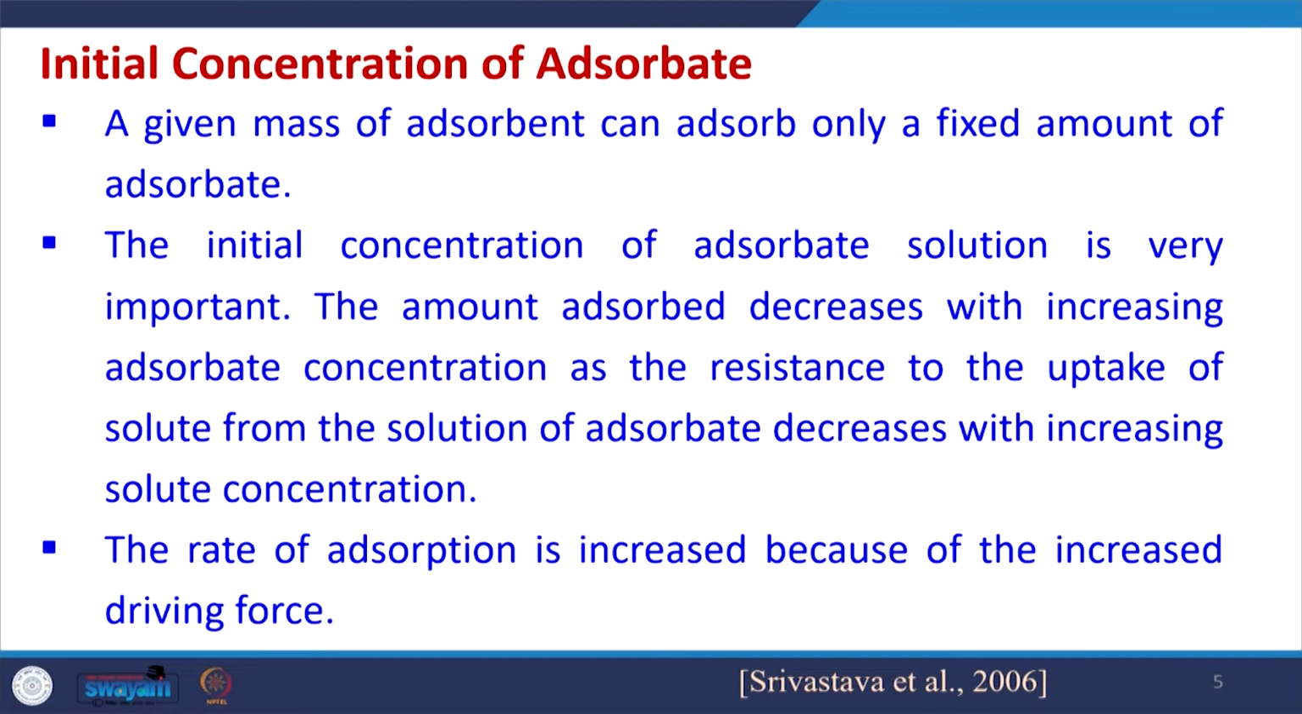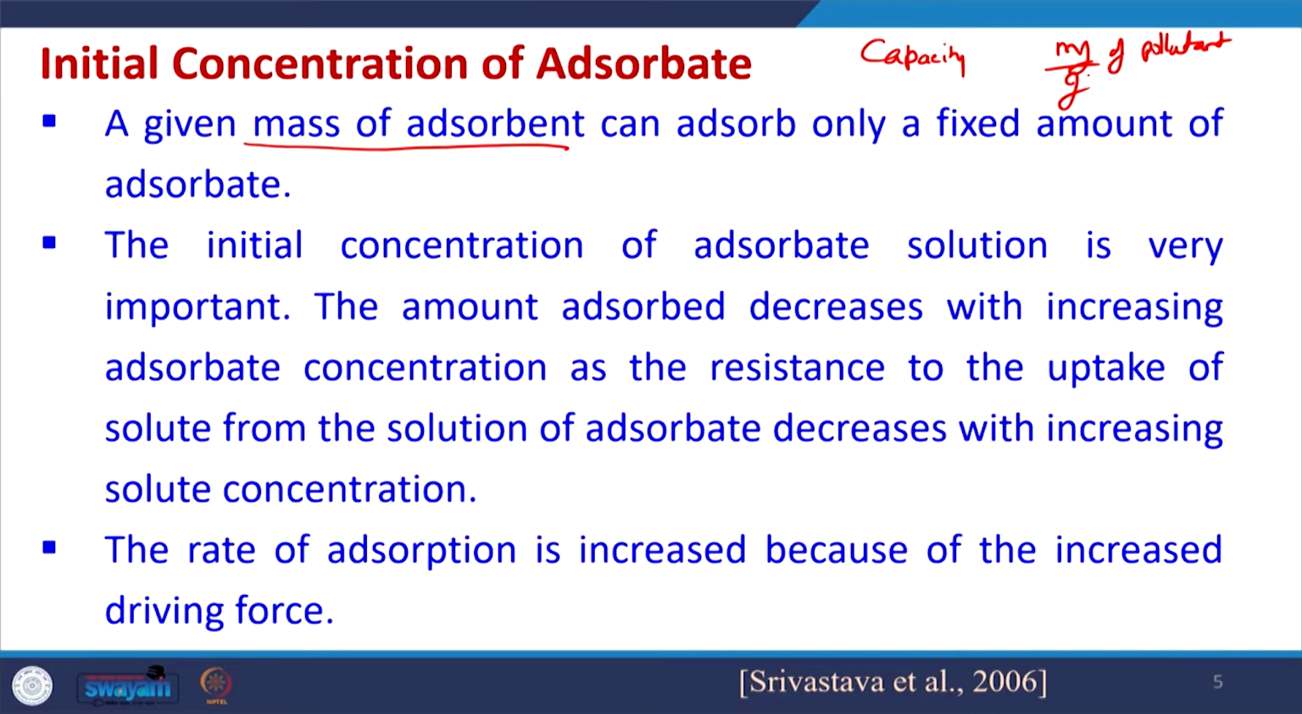In addition to contact time, the initial concentration of adsorbate also severely affects how much adsorbate can be removed by the adsorbent. Now, suppose we have a fixed mass of adsorbent, so it will have a certain capacity. In the previous lecture we studied that the capacity of adsorbent is given in milligram per gram, milligram of pollutant which can be removed. It can be milligrams, it can be moles, or anything.